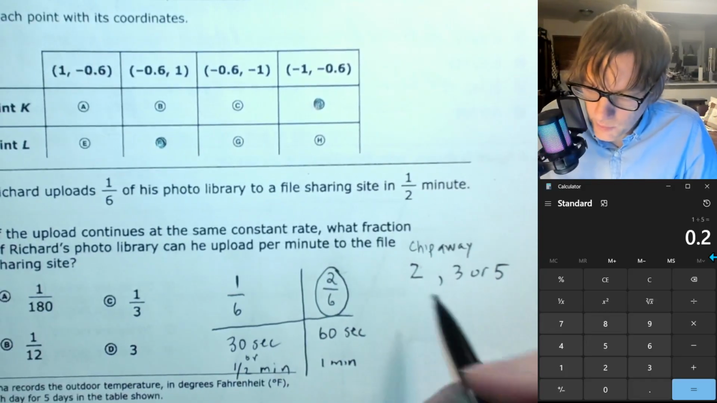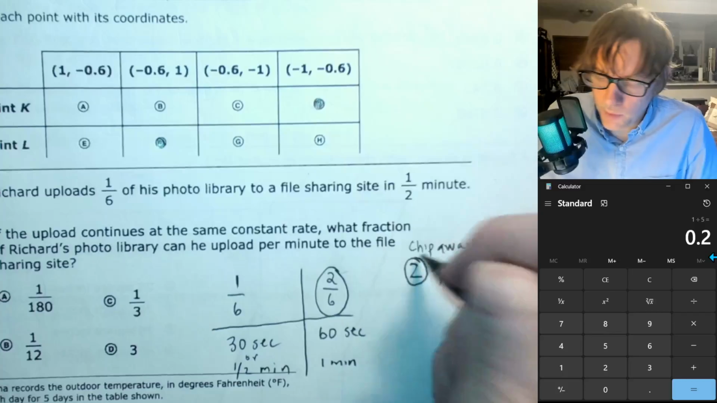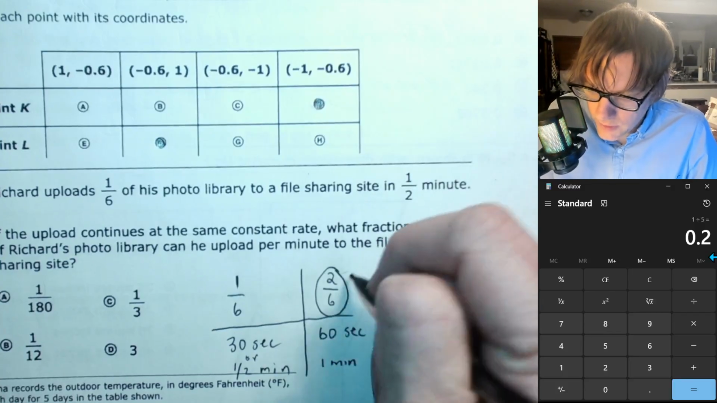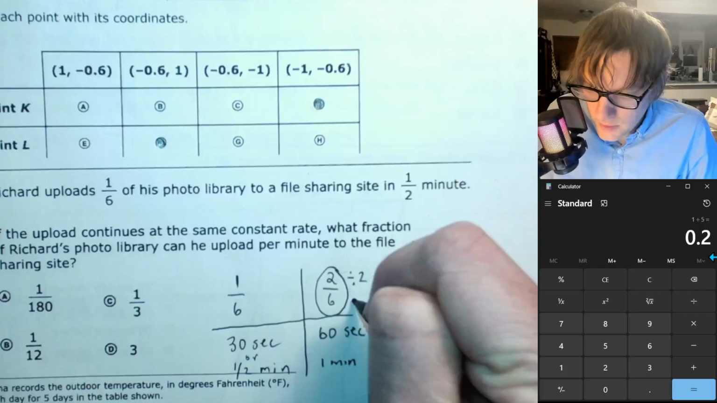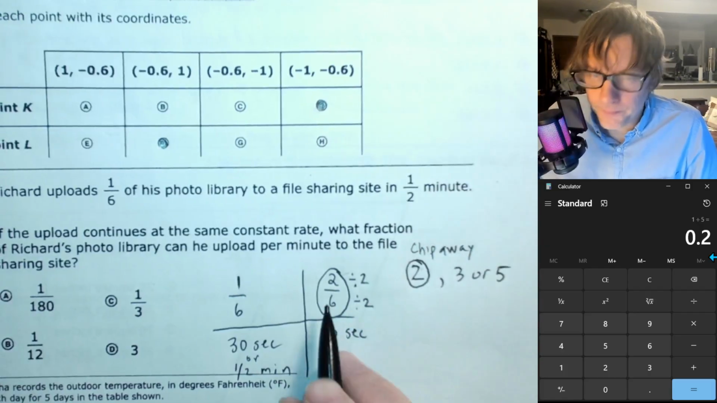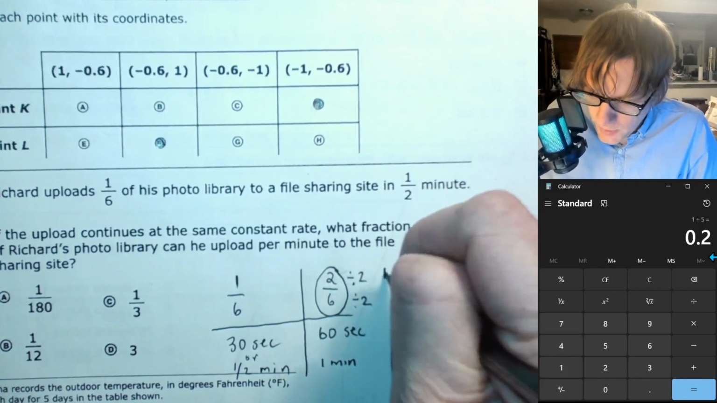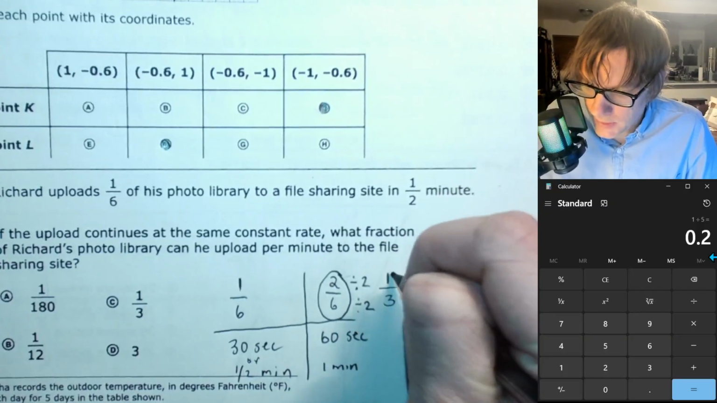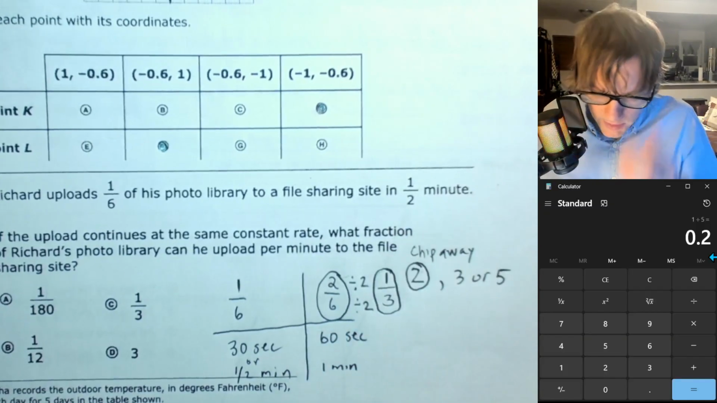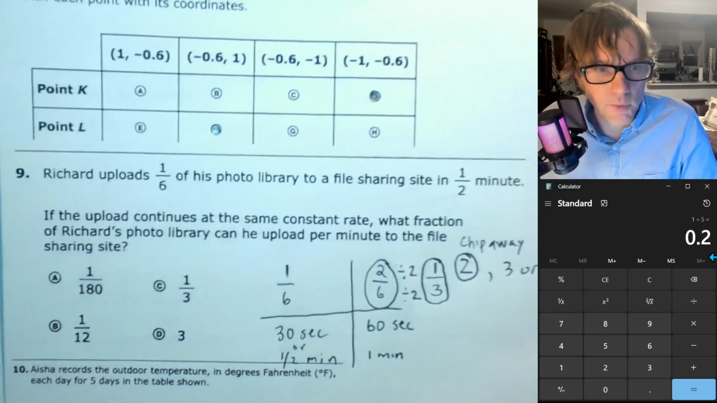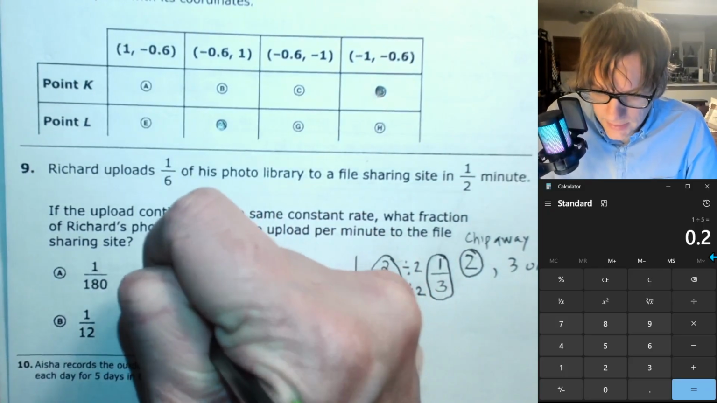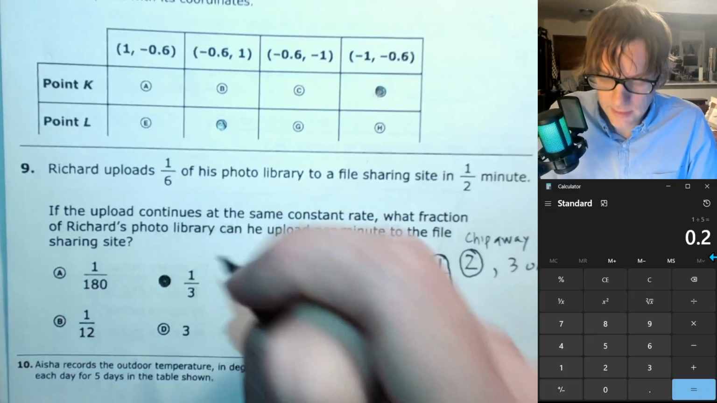So I'm going to end up using 2 on this one. Remember, my chip away method works great for simplifying fractions. So I divide 2 and I divide 2. 2 divided 2 will be 1. 6 divided 2 is 3. So that now is the final answer. And as you can see, that will give you C. All right.